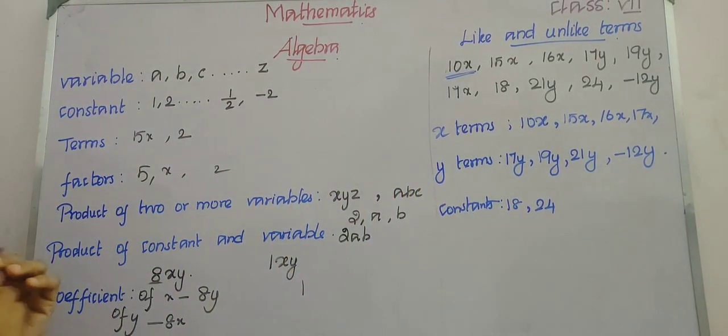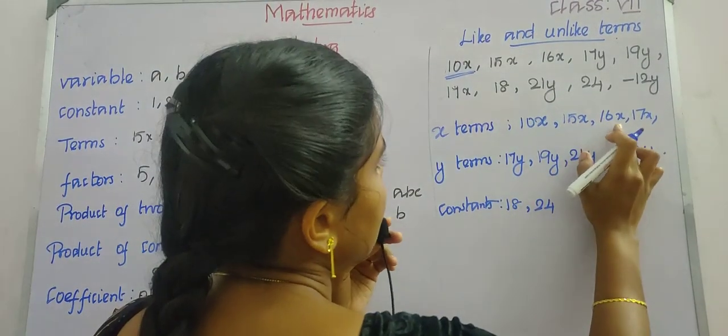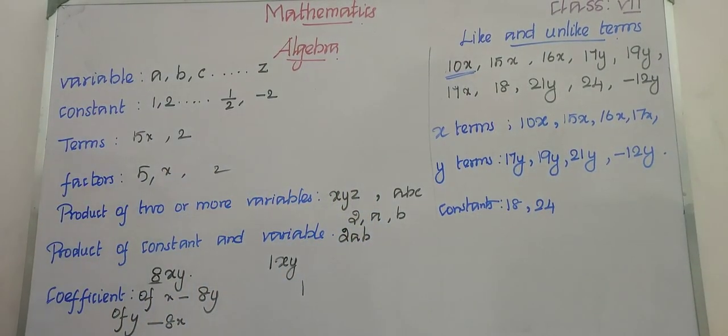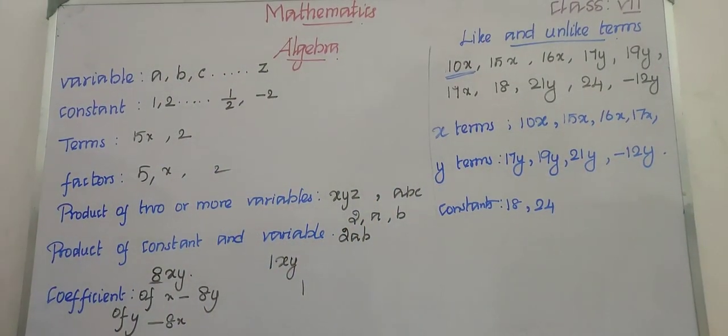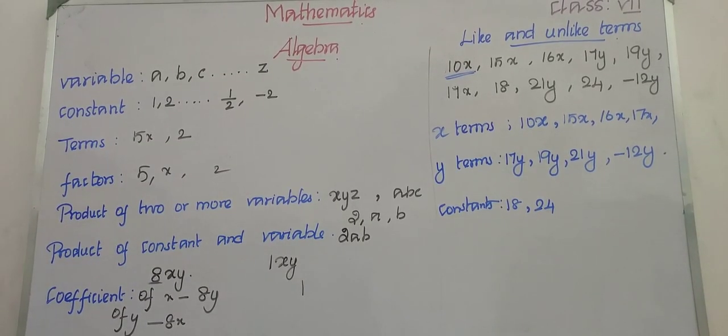Okay, children, now this 10x, 15x, 16x, and 17x are like terms. Why are we calling them like terms? Because we have the variable x in all the terms. And here we have variable y in all the terms, so we call them y terms, simply like terms. And at the last we have constants, so it is also the same, right? 18, 24, all these are constants, so it is also a like term.